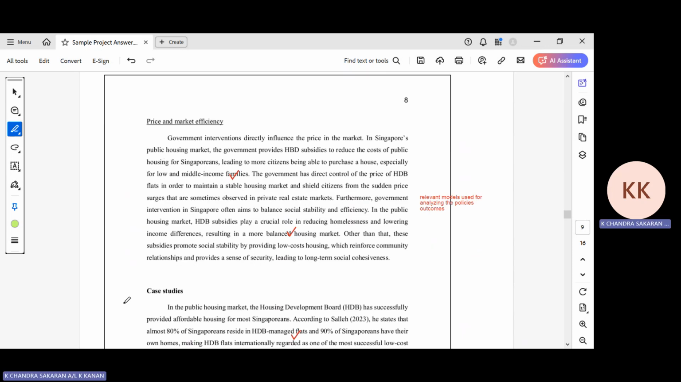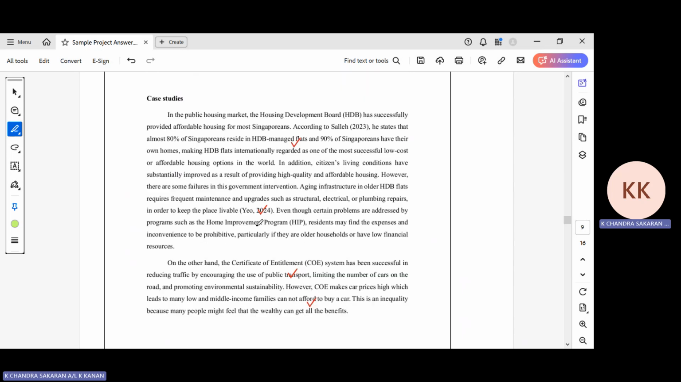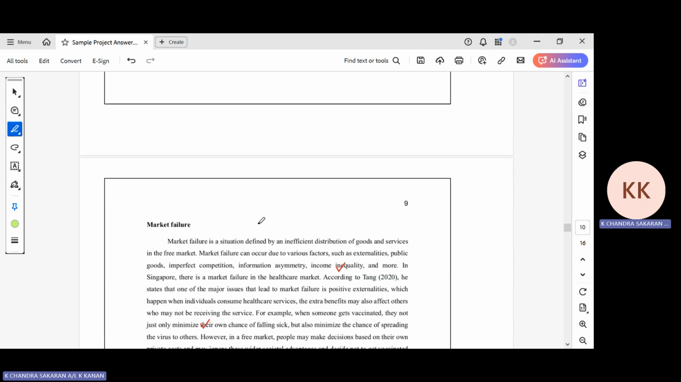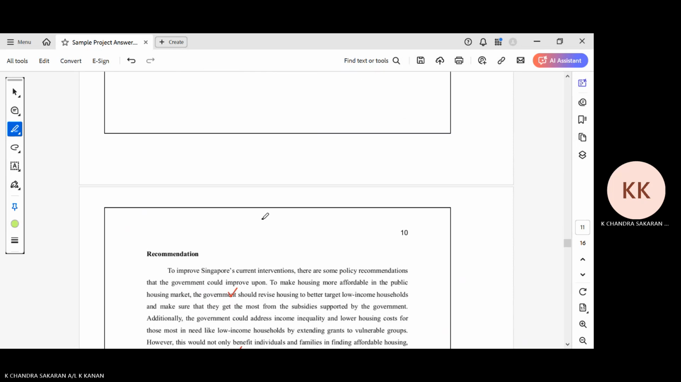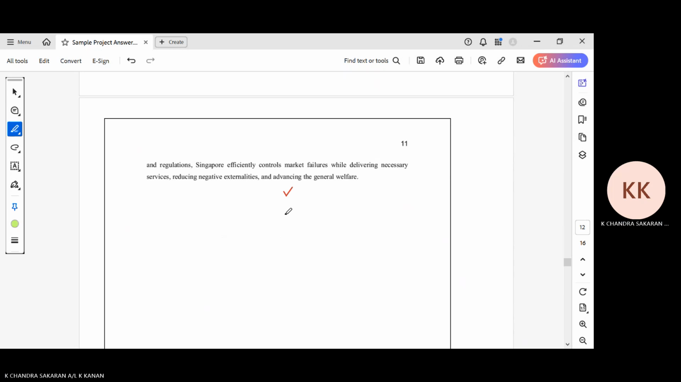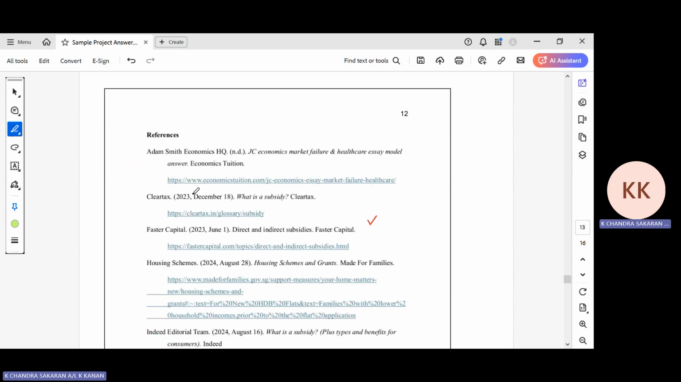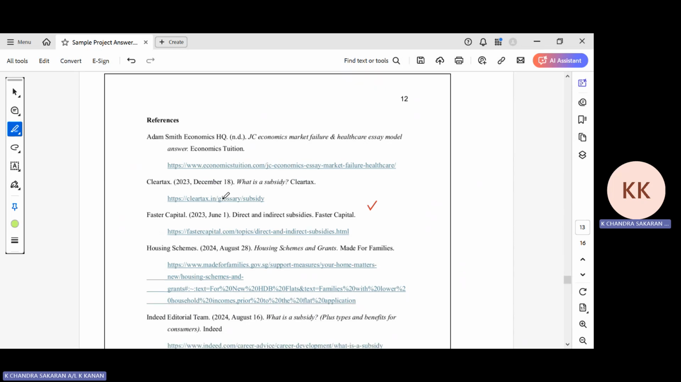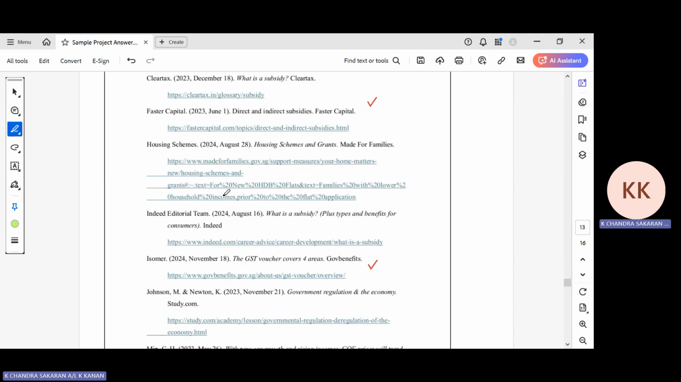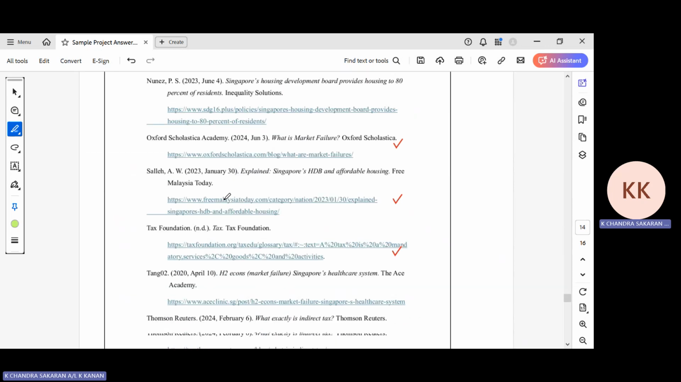So remember, all these headings must be there. Use paragraphing. Spacing must be 1.5. Text must be Times New Roman. Understand? Follow the instructions and do your work neatly, properly. Recommendation, conclusion, and then reference list. This is your reference list. Whatever material you have referred to, provide the list. The more you read, the better answer you can provide. So read as much as possible, provide your reference list.